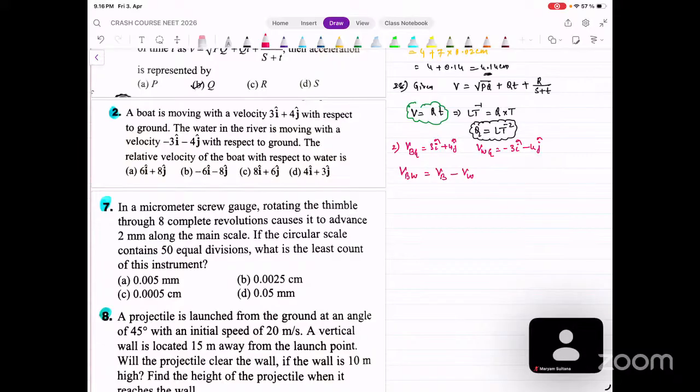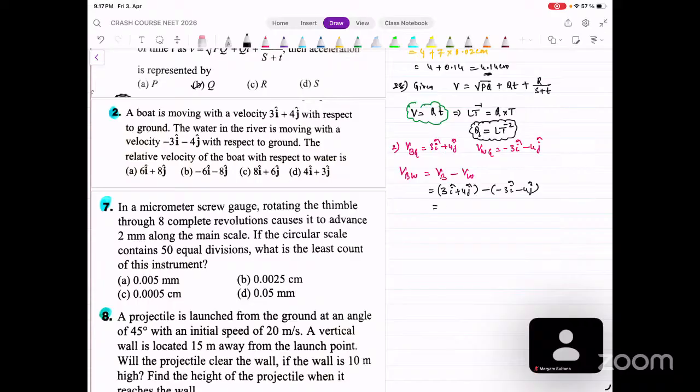Okay, take the full velocity of the boat. So velocity of the boat will be equal to 3i cap plus 4j cap. So this is your boat with respect to ground. Velocity of ground anyhow will be 0. So it is 3i cap plus 4j cap, minus velocity of water, which is minus 3i cap minus 4j cap.